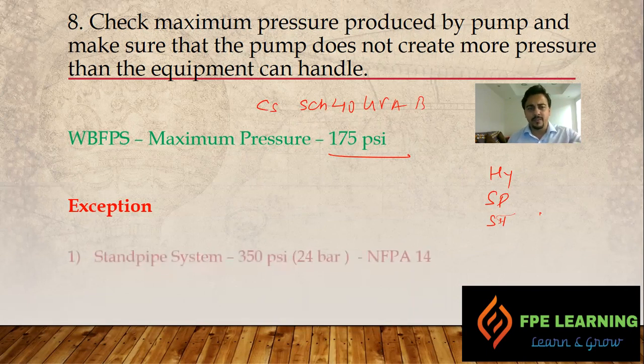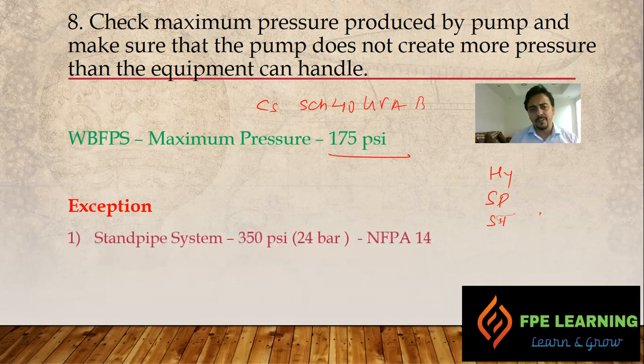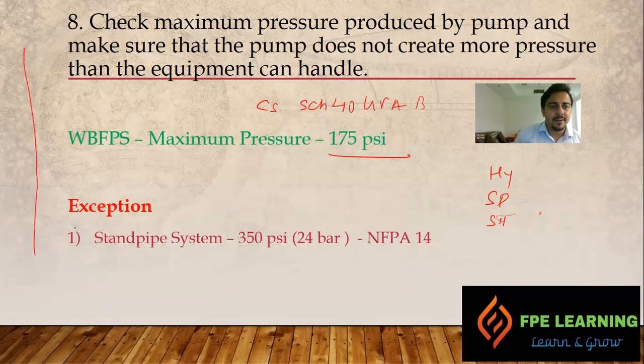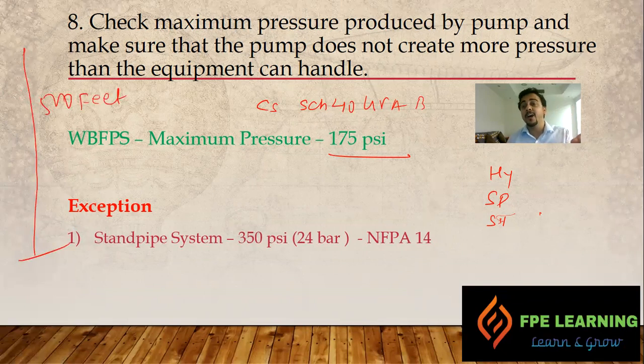One is the standpipe system, because a standpipe system supplies water up to the top of the building. If the building is, let's say, higher than 500 feet, and 1 psi can lift 2.31 feet, imagine how much pressure you need to lift water to that height, and after the lift the 2.5 inch connection needs 100 psi. So that is an exception case, and you may go up to 350 psi, because you have to lift the water up to that point.